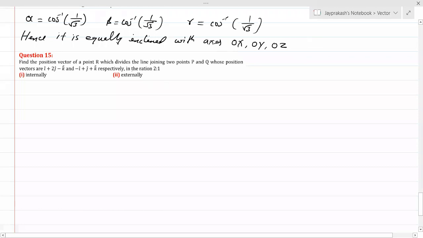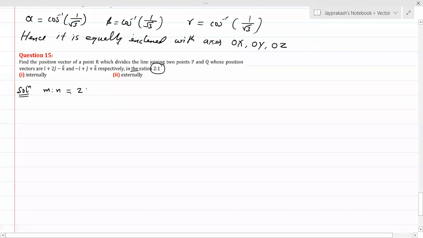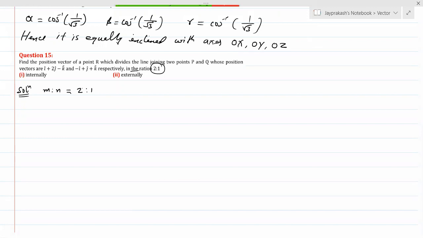So here the ratio of the division is 2:1. For this question, we will consider m ratio n is equal to 2:1. Now there are two cases: when they are dividing internally and when they are dividing externally. We have been given the position vectors of both P and Q.